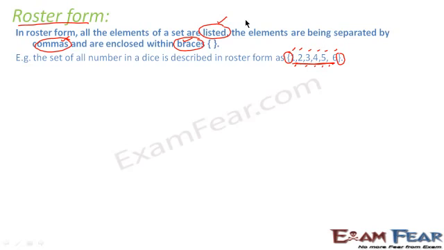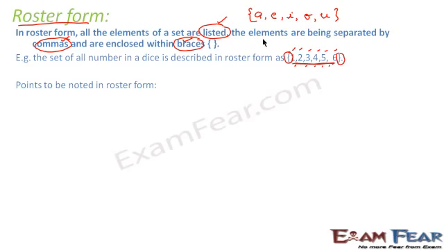For example, when we say set of all vowels, we will say something like this: A, E, I, O, U. So you see what I have done here is I have written down all the elements separated by comma, enclosed in the braces. This is the representation of roster form.